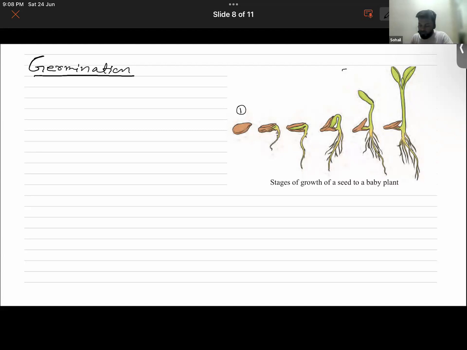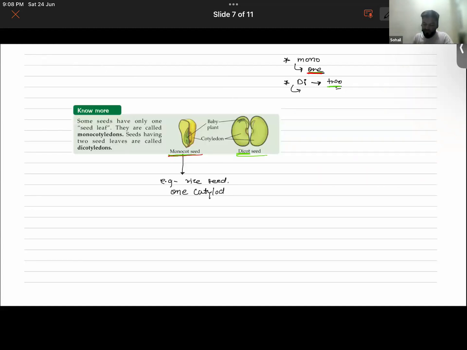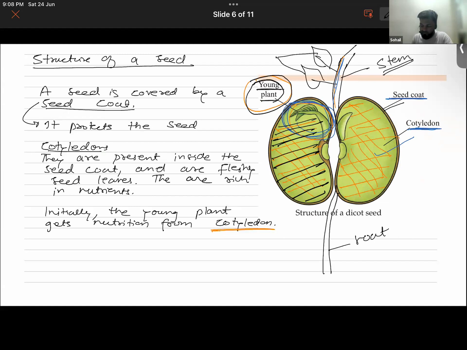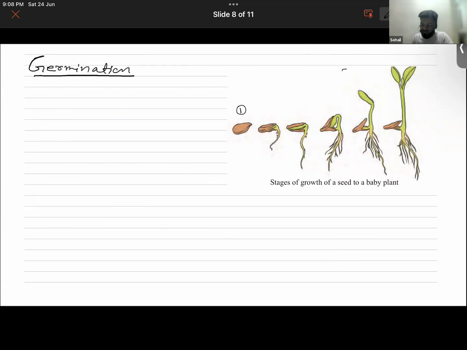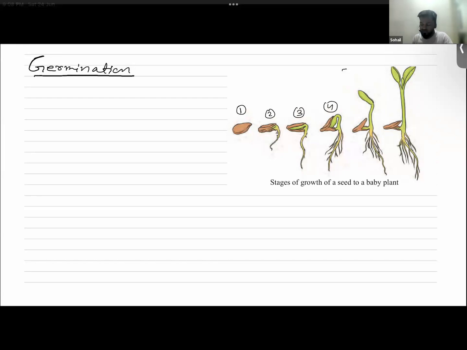So what happened? The baby plant in the seed, see this figure here, the young plant we are talking about, started to grow after receiving favorable conditions. See here, this is the second stage, then the third stage. Notice how it has grown. Roots have started to come out of it.